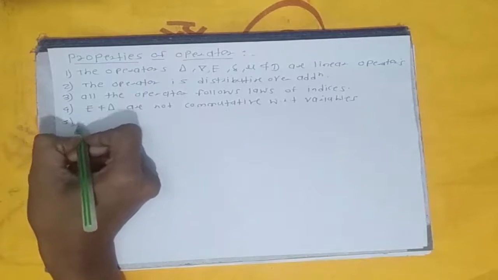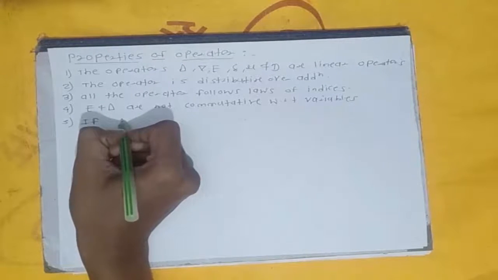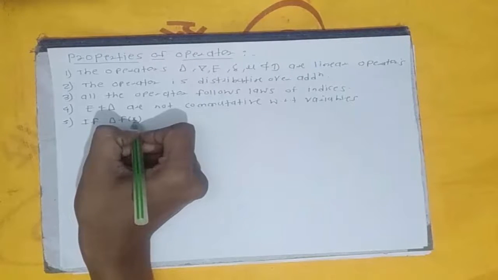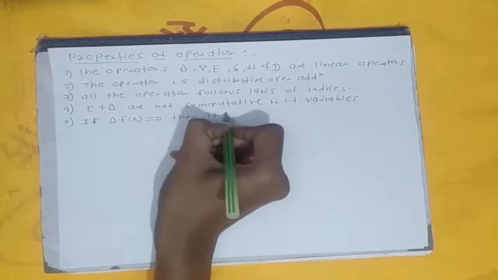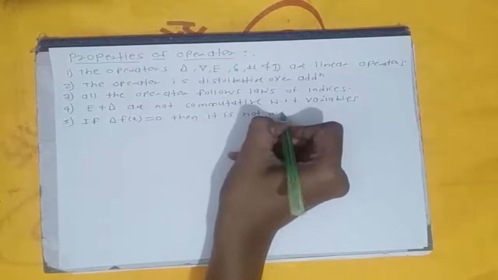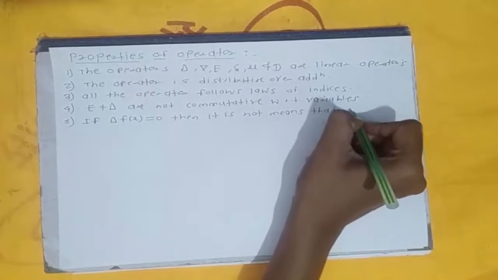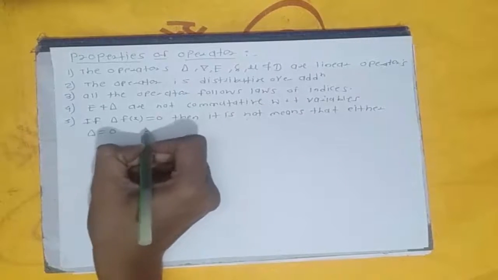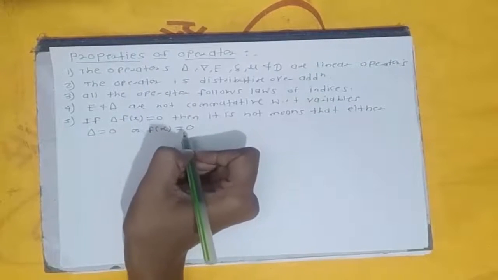Then the next property is, if delta into f of x is equal to 0, then it does not mean that either delta is equal to 0 or f of x is equal to 0.